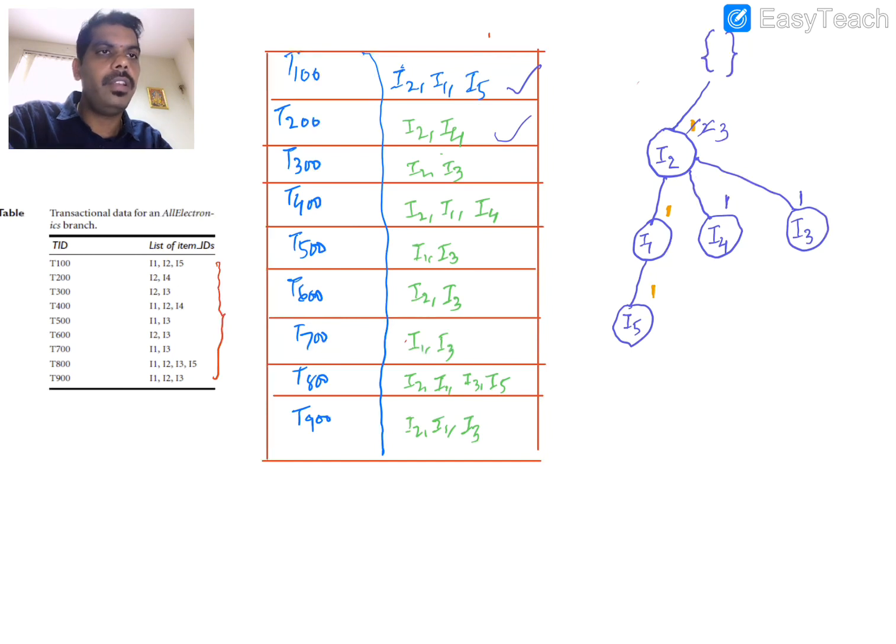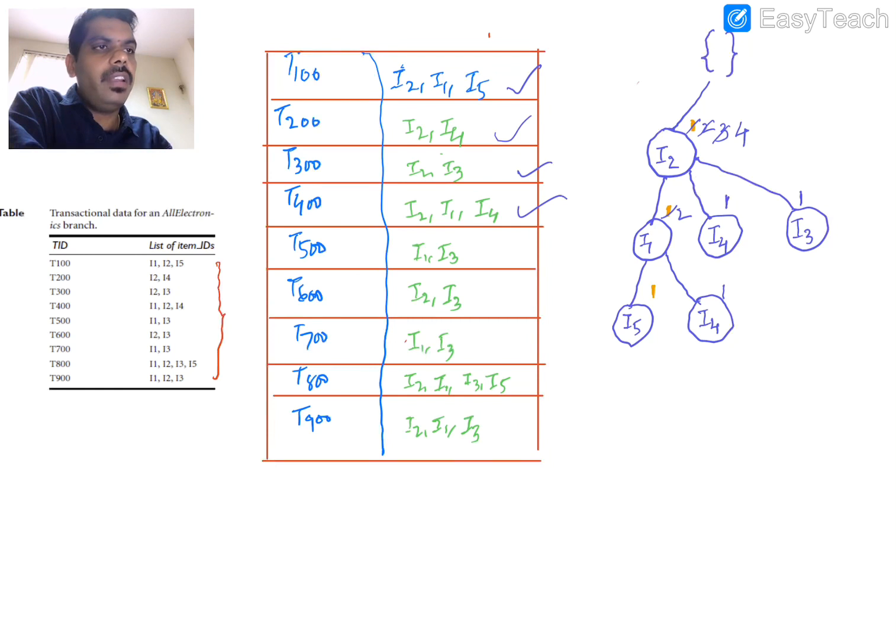Next T400. If you look at T400, I2, I1, I4. I2, I1, I4, third level I4. There is no such node, so you have to create the node, and the frequency is 1. This T400 is over. Next T500, I1, I3.